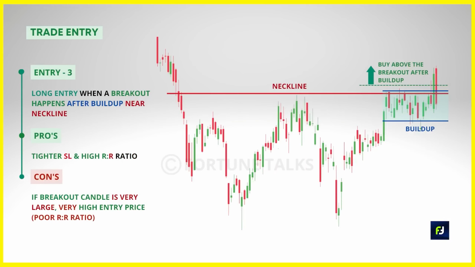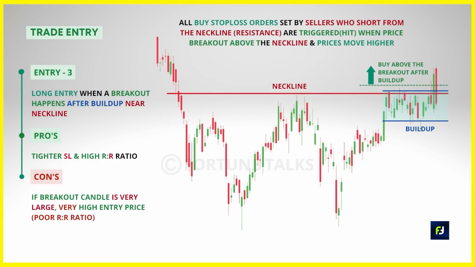The second entry technique is a breakout with build-up near the neckline. This happens when we observe a tight consolidation of prices near the resistance level or neckline. So when you see a build-up at the resistance, it tells you there's buying pressure and people are willing to buy at higher prices despite profit taking or short selling from the level. Also, traders who short from the level are likely to have their buy stop loss orders placed above the resistance level. So when the price eventually breaks out of the resistance, all these clusters of buy stop loss orders will be hit, and it will provide the boost that the price needs to move higher. And if the market breaks out of the neckline, you can enter your long trade just above the close or above the high of the breakout candle.